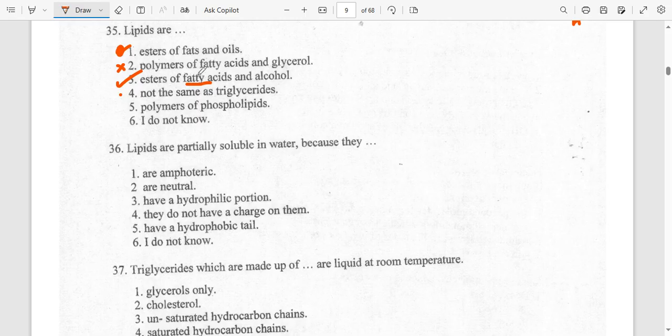So we want to pick only the best answer. What the definition of a lipid is: it's an ester of a fatty acid and alcohol.